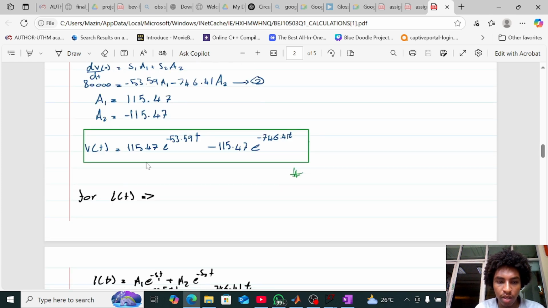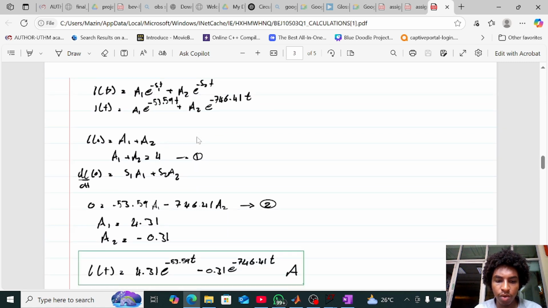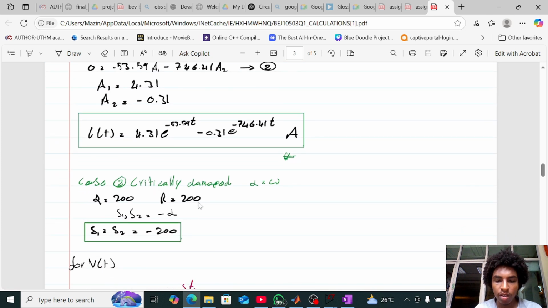So this is the overdamped case, so this is the equation for it, and then we get the v of t equal to 150.47 e to the power negative 53.59 t minus 115.47 e to the power minus 746.41 t. And the same thing for the i of t. This is the equation. We just got the values of A1 and A2. So this is the equation for v of t for the overdamped case.